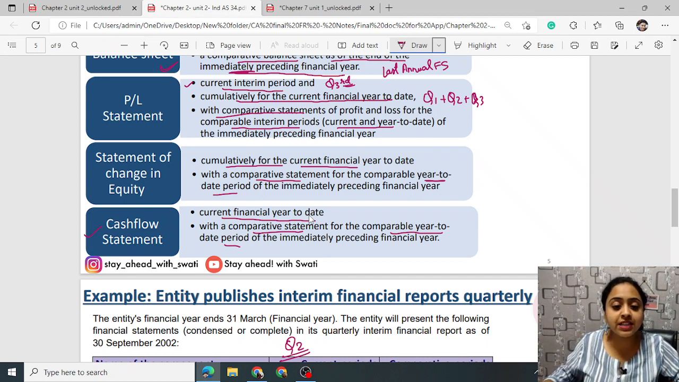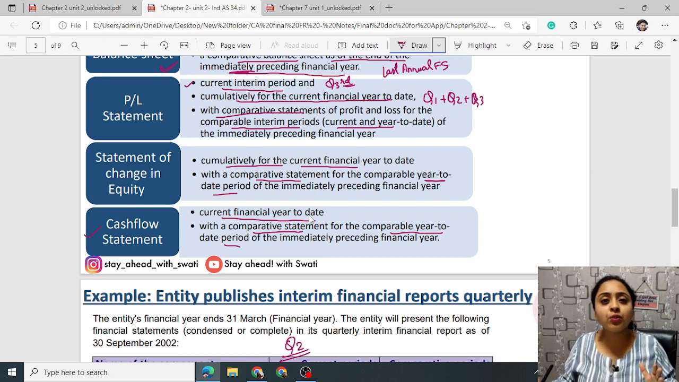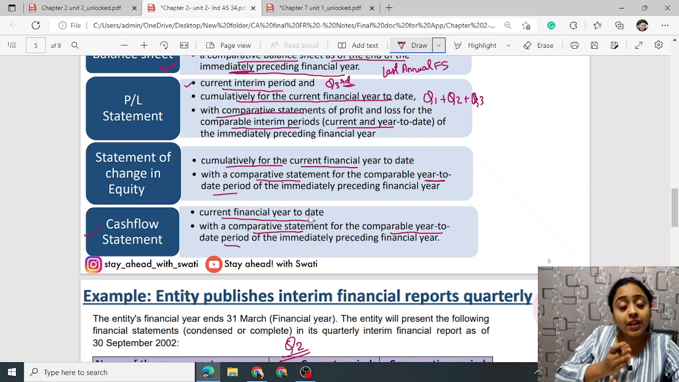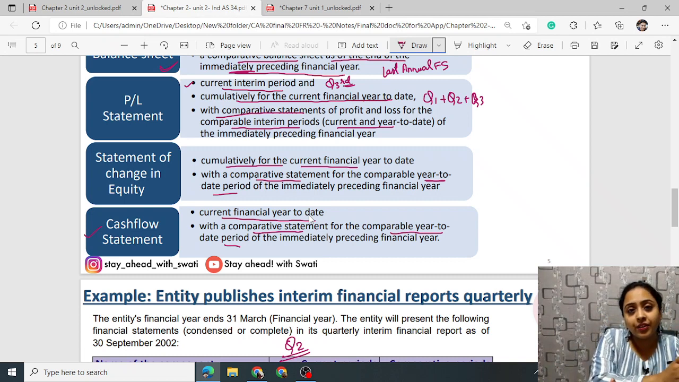Here, therefore, it is given that, see, cumulative for the current financial year, for example, if we talk about third quarter, then you have to present financial statements for 9 months. Okay, 3 quarters means 9 months. In particular previous annual year, you have to cover the 9 months of that also.